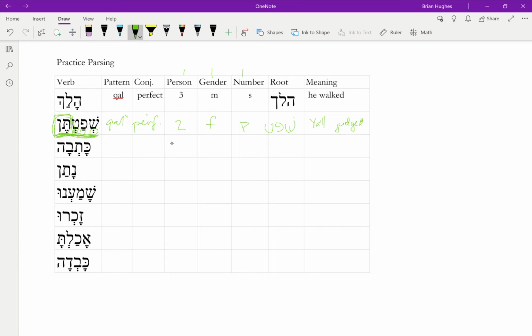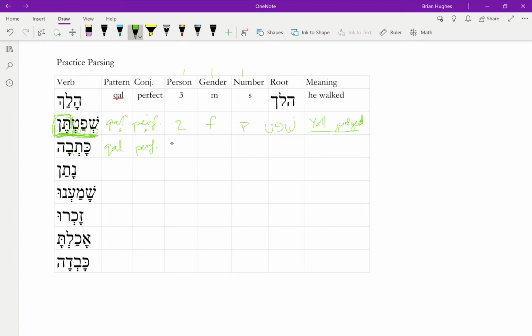It's taking this cal, completed action, perfect in the past. Cal is basic, active meaning, perfect is completed action in the past. Y'all judged. Katava, it's cal because we don't know any better. It's perfect, we don't have any other way to go.